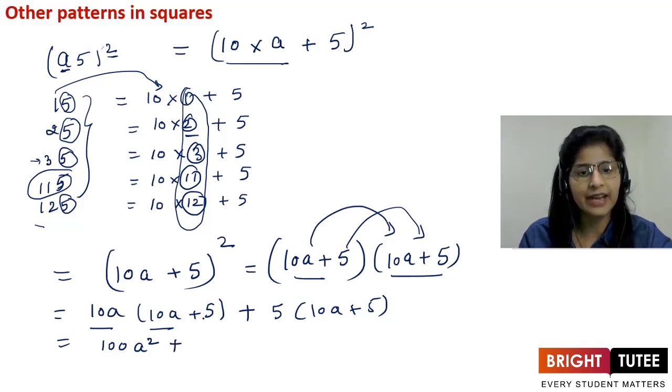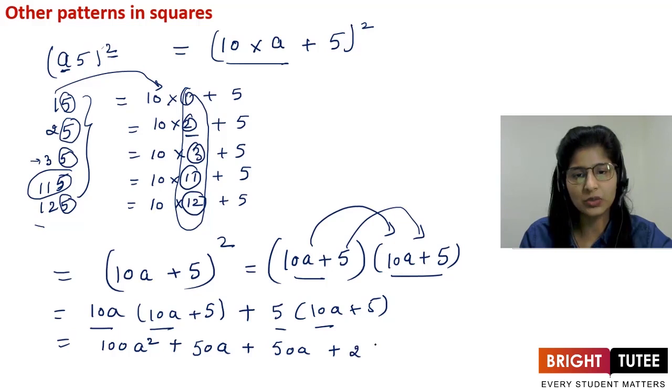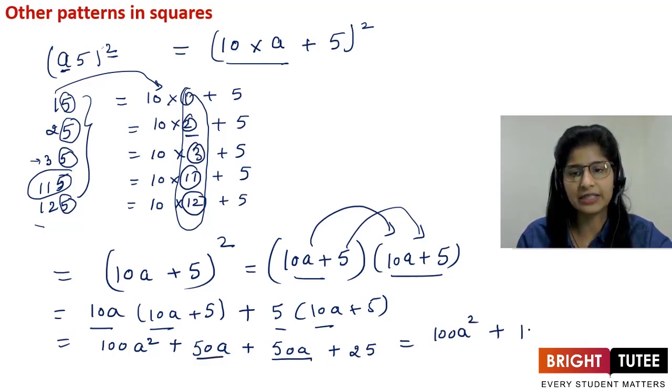Plus 10A into 5 will be 50A. Plus 5 into 10A is 50A. Plus 5 into 5 is 25. So we get 100A square plus 50A plus 50A is 100A, plus 25. Now in these two, what is common? 100 is common, A is common. We can write A into A plus 1, plus 25.